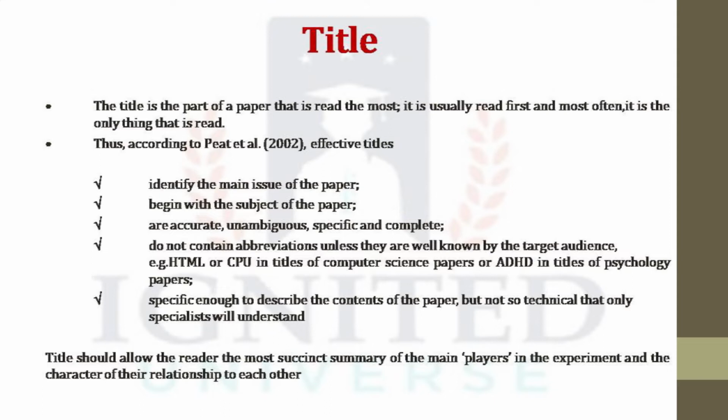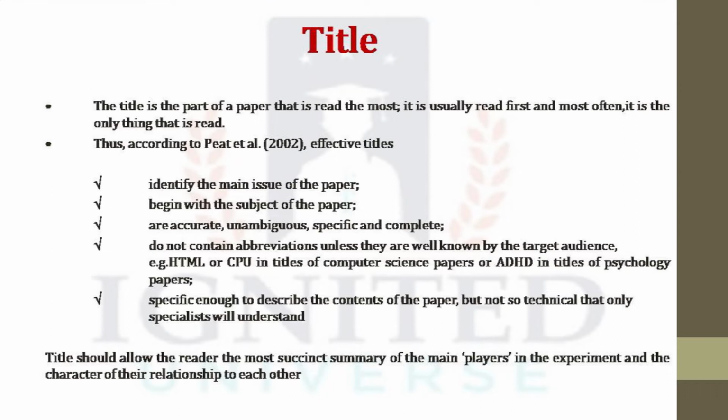According to Pete et al., effective titles should identify the main issue of the paper, should begin with the subject of the paper, should be accurate, should be unambiguous, should not conflict with other titles, should be specific, and should be complete. Like if you are saying consumer behavior analysis, then this is an incomplete title because you are not mentioning the consumer behavior analysis on what stream, on what particular region, etc.